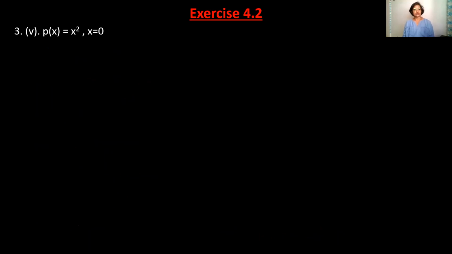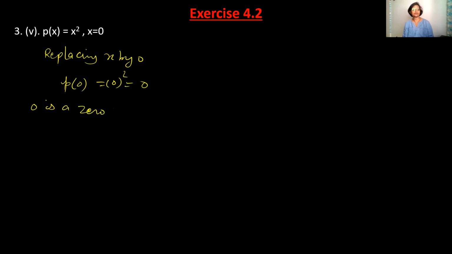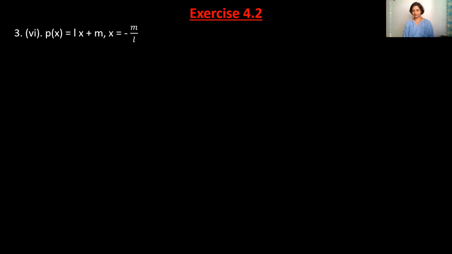Fifth part of this question is P(x) equals x square, and you have to put x equals 0. So we are replacing x by 0. So here P(0) equals 0 square, that means 0. So yes, 0 is a zero of the polynomial. Yes, that you can write. Now we will go for the next part.